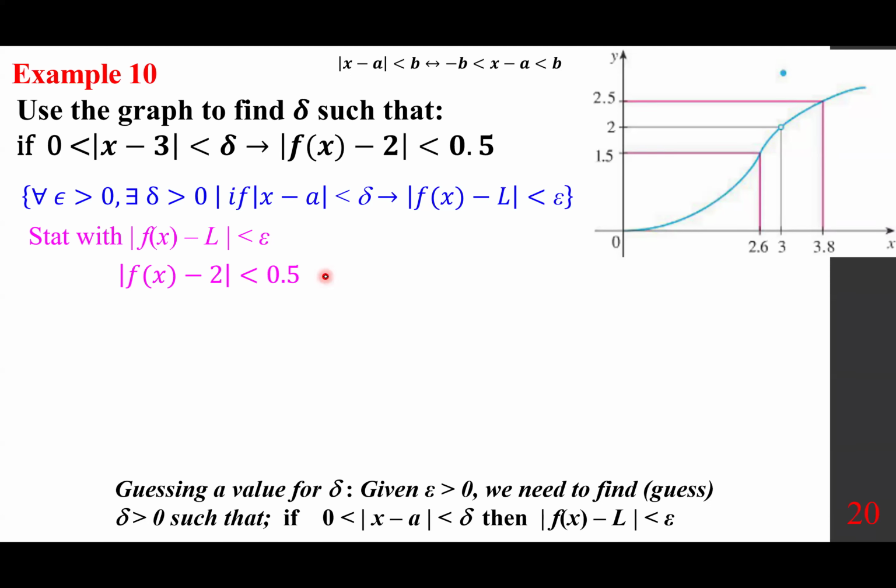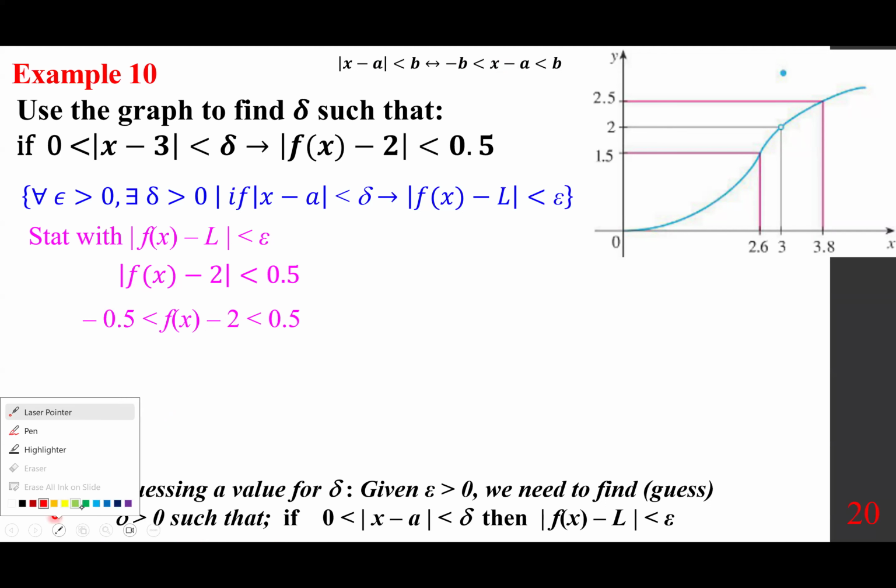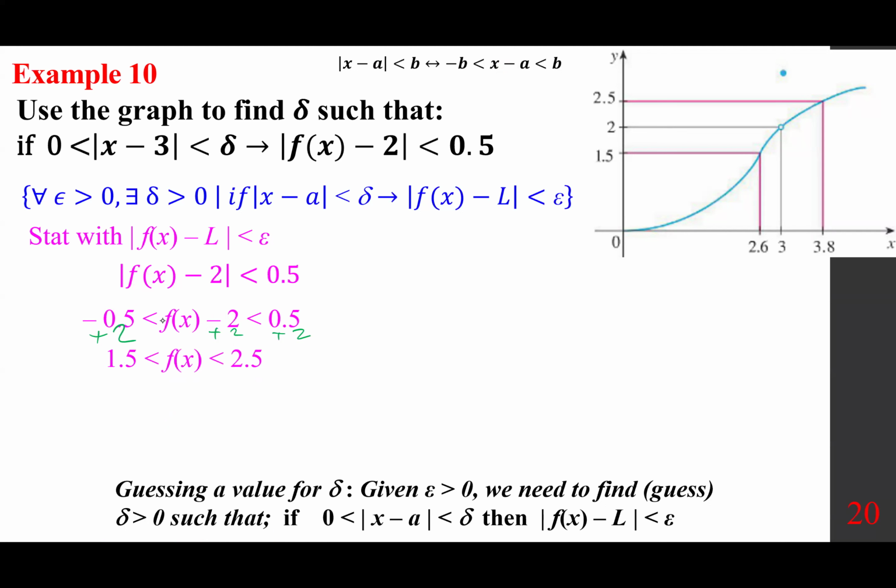We want to see what delta should be. That's the concept. Now, as far as the absolute value is concerned, we can drop the absolute value, sandwich it between negative and positive 0.5. Then we add 2 to all sides, plus 2, plus 2, plus 2 everywhere. And that means f of x is between 1.5 and 2.5. We already can see that from the graph, but just in case it's not given as far as the graph, this is how you come up with that.